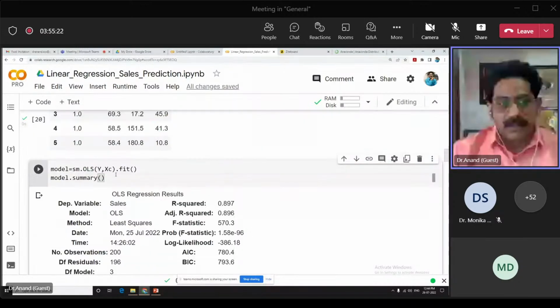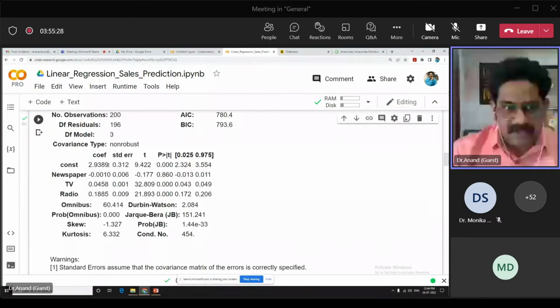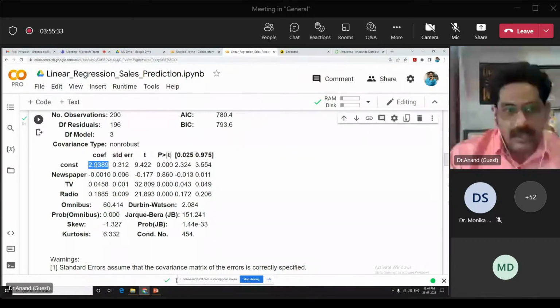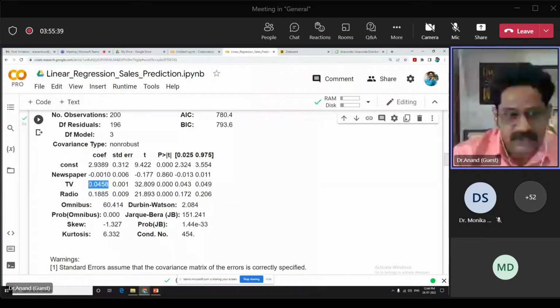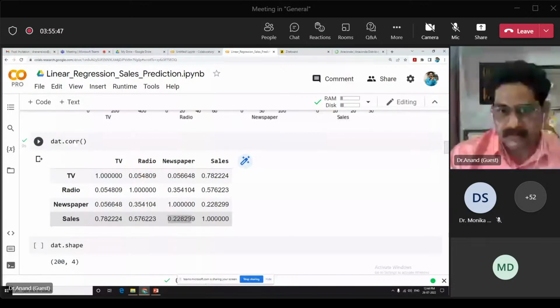Now you can see the model summary. What is the slope we got? Sorry, intercept. The intercept is 2.93. Look at the slope for TV and radio. The slope for TV is 0.04, and for radio it is 0.18. Look at the slope of newspaper. Already we guessed that newspaper is poorly correlated from the score, which is scattered.